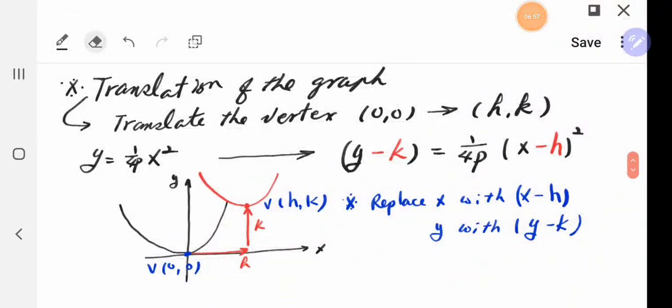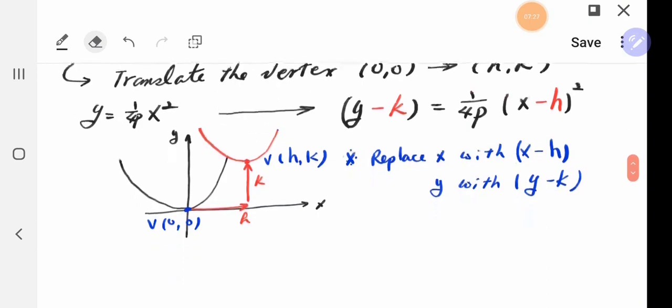Because I redraw the graph, it's more readable. Okay, so what we have to do is just replace y with the y coordinate and x with the x coordinate. So y will be replaced with y minus k, and x will be replaced with x minus h. So that is how we translate a graph that opens upward.